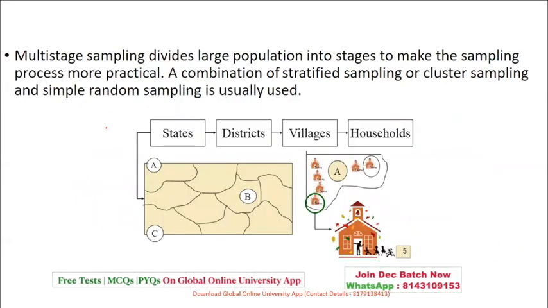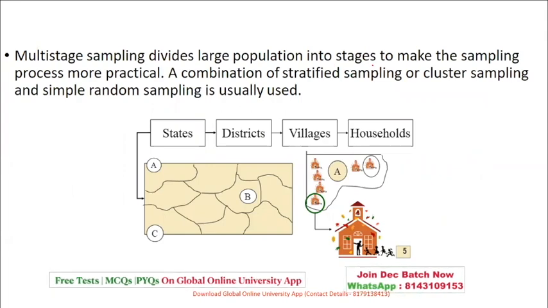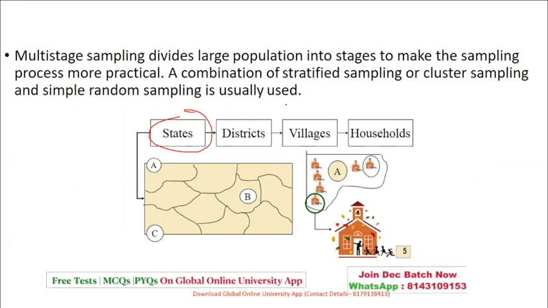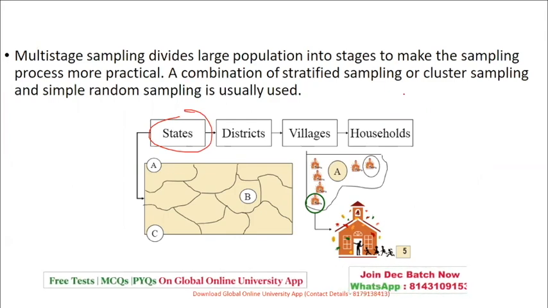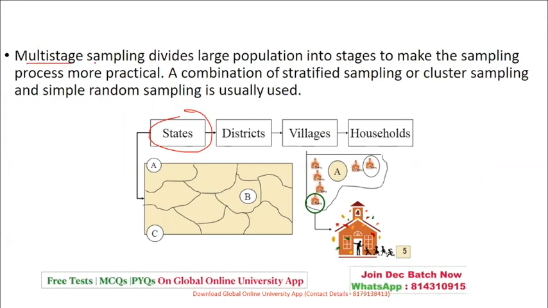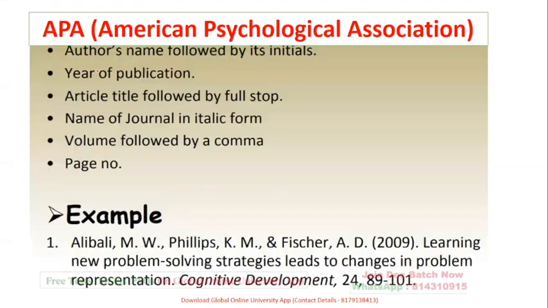Then you have multi-stage sampling. Multi-stage sampling divides the sample into various stages, for example, states, districts, village, household. So a combination of stratified sampling or cluster sampling and simple random is usually used in multi-stage sampling. Okay, so a sampling question definitely will be there. You should be completely aware of this.